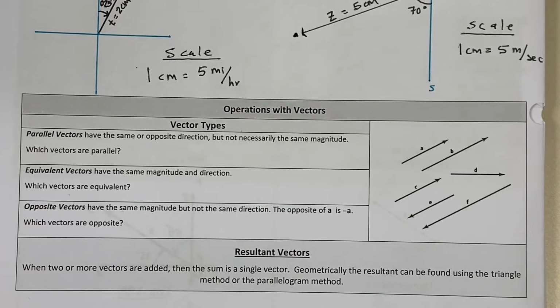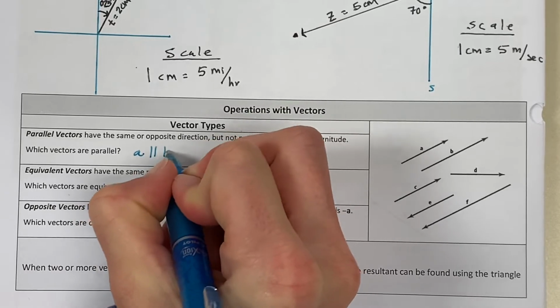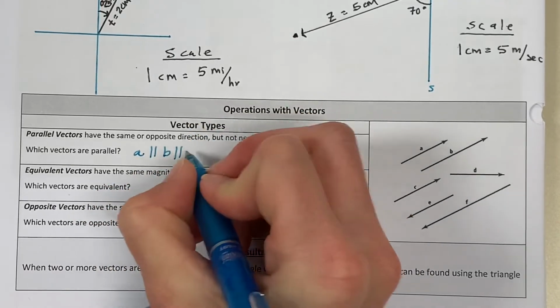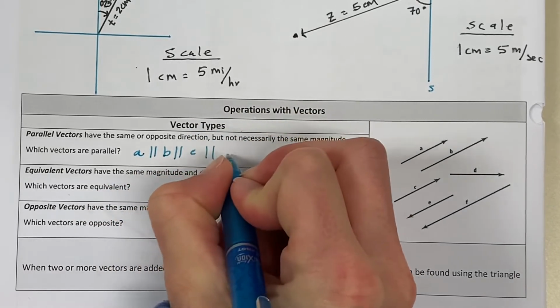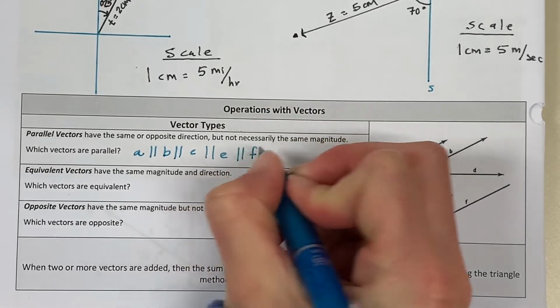So parallel vectors have the same or opposite direction, but not necessarily the same magnitude. So again, parallel means they will not cross. So if I look at the picture, it looks like all of the vectors are parallel for the example of vector D. So I can say that vector A is parallel to B, is parallel to C, is parallel to E, is parallel to F.